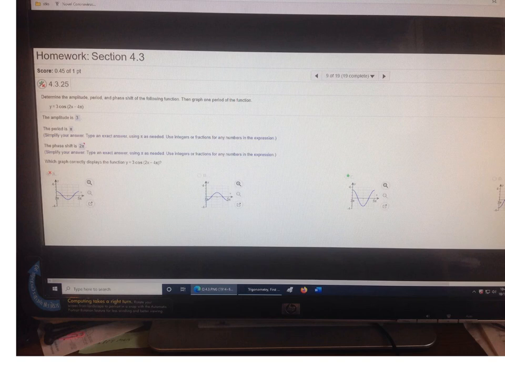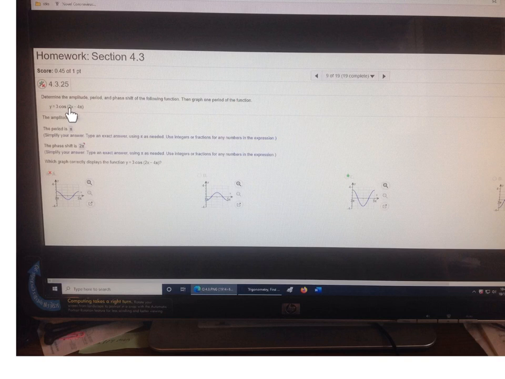Well, I saw your question about graphing. You specifically asked about this one: determine the amplitude, period, and phase shift, and graph one period. So y equals 3 times the cosine of quantity 2x minus 4 pi. To find the amplitude, you just look at this number here in front. The amplitude's 3, and it looks like you got that part correct.